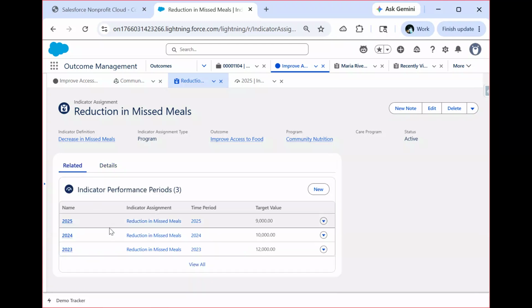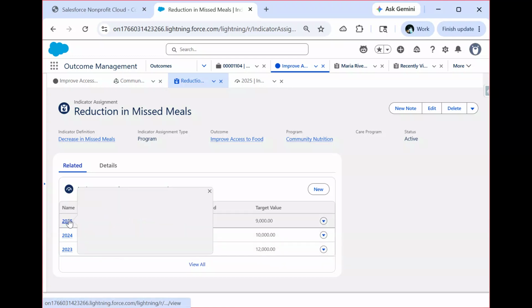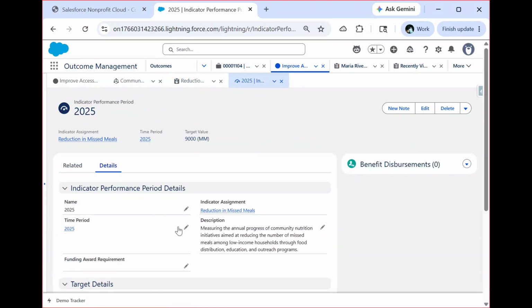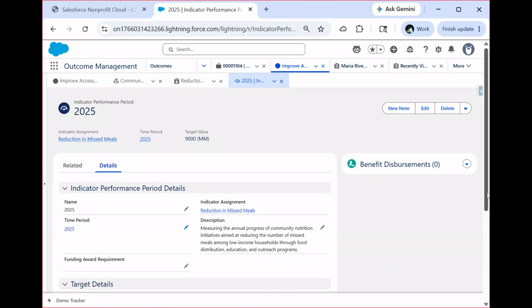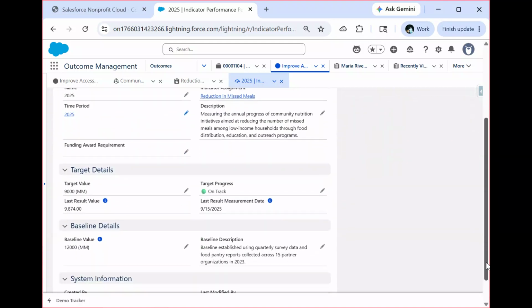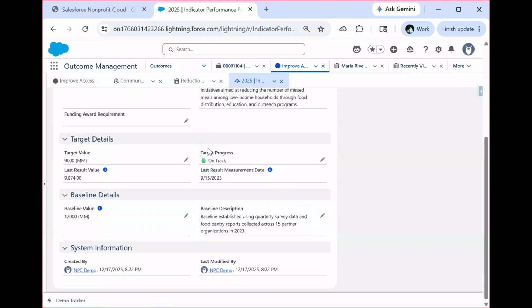In the related, we have the indicator performance period. The time period, if I look over here, we have specified as yearly. And then we are measuring for that particular year whether the target is on progress or not, what is the target value, what is the last result value, and what was the baseline detail.